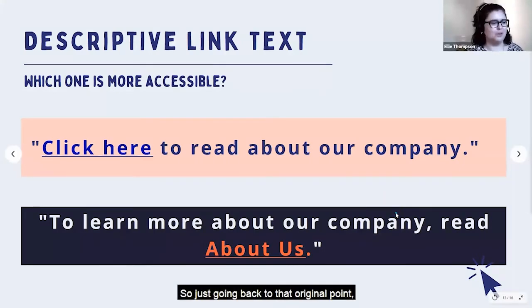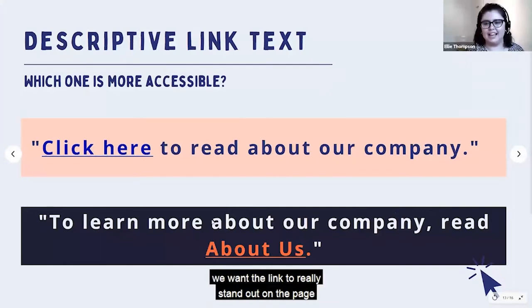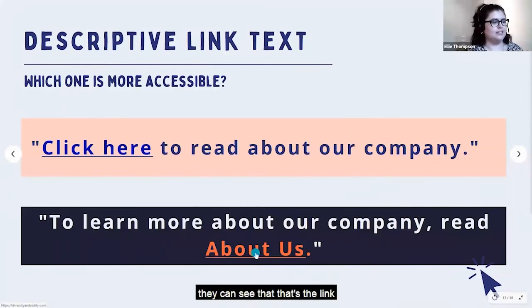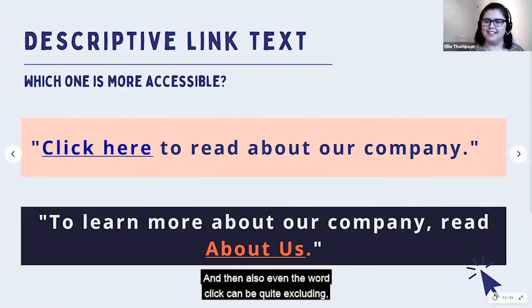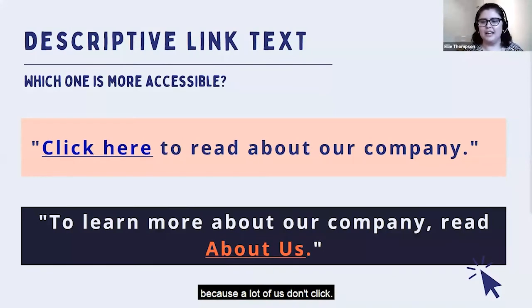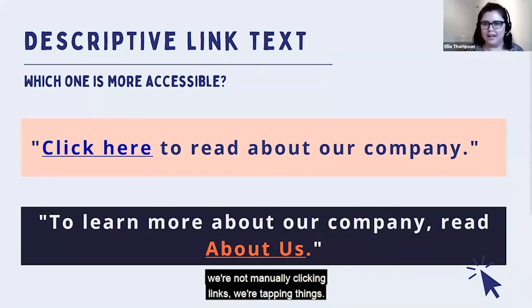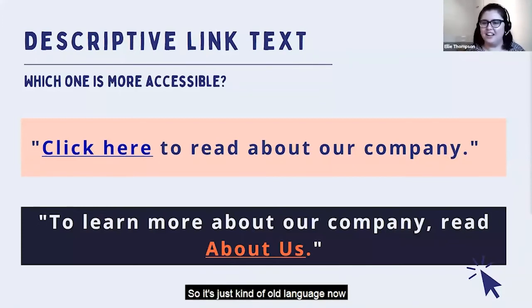So just going back to that original point, we want the link to really stand out on the page so that for people who are reading it and using visual cues, they can see that that's the link that they need to click on. And then also even the word click can be quite excluding, because a lot of us don't click. Anyone who's using a screen reader or a kind of speech to text software, they're not manually clicking links. A lot of us using our phones, we're not manually clicking links, we're tapping things. So it's just kind of old language now that we can move on from.